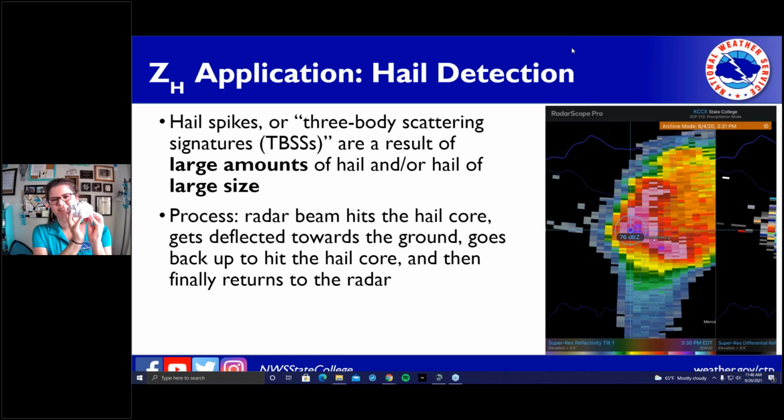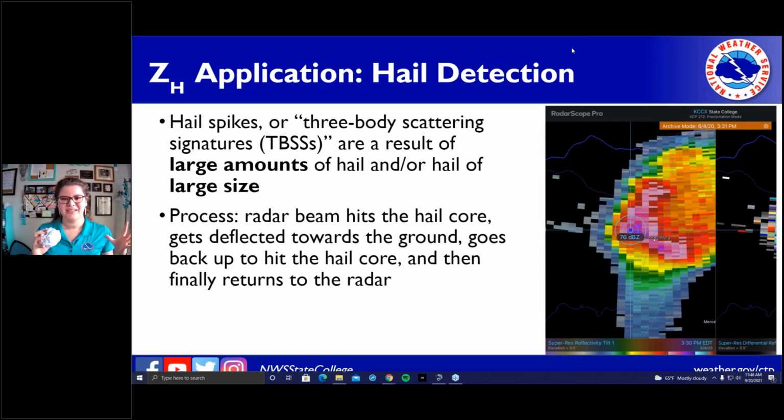It's in the core, and the radar beam is coming, and it hits this hailstone. When it hits this hailstone, remember, radiation spreads out in all directions, including going back to the radar. One of those directions happens to be down towards the ground. So when our hailstone is hit by the radar beam, the beam gets deflected towards the ground, because there's just so much hail, or the hail is really large. Well, the ground also absorbs that radiation and releases it back, and it brings it back up to the hailstone, and then that sends it back to the radar.